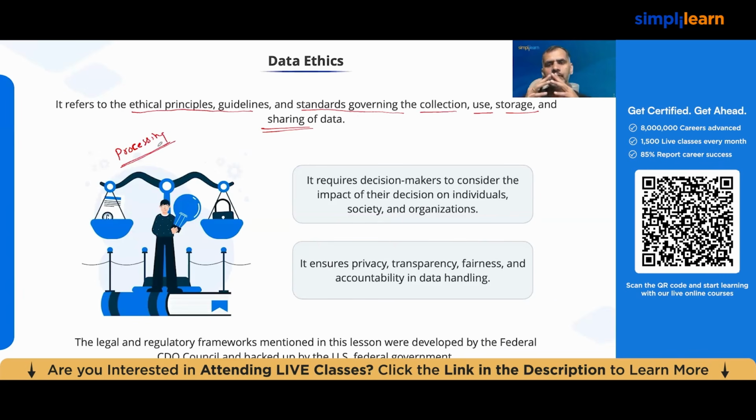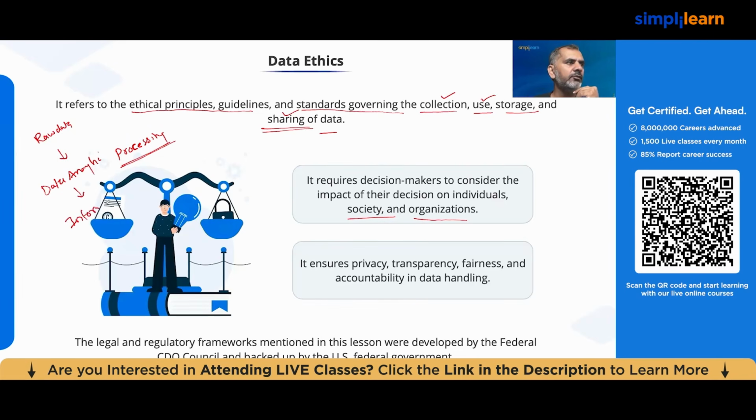So data ethics basically covers all kinds of practices, standards, rules and regulations that govern these practices with the data, like how you should collect the data, how you should use the data, how you should store the data, and if you are sharing the data with any third party, what the rules and standards are to share it. Now, when it comes to data, it requires decision makers to consider the impact of their decisions on individuals, society, and organizations. That is where we collect data. And this is something we understood from our previous sessions also, that we do data analytics because we want to convert raw data into information.